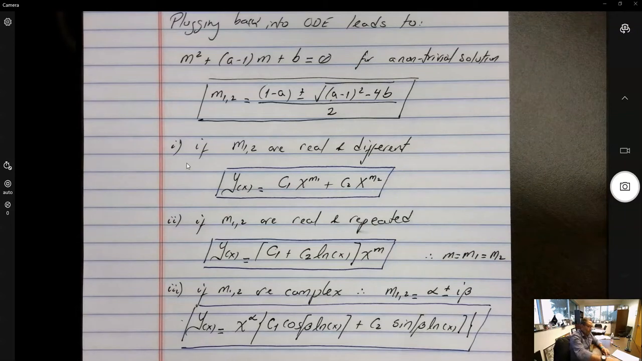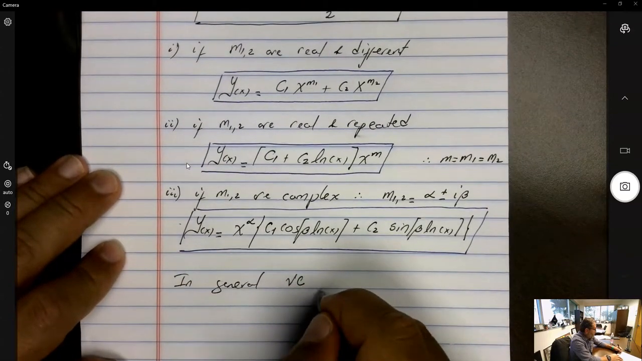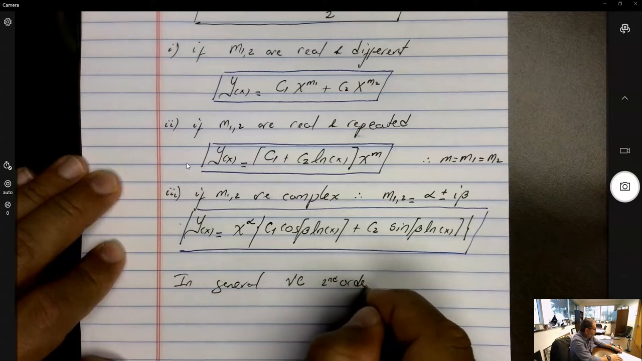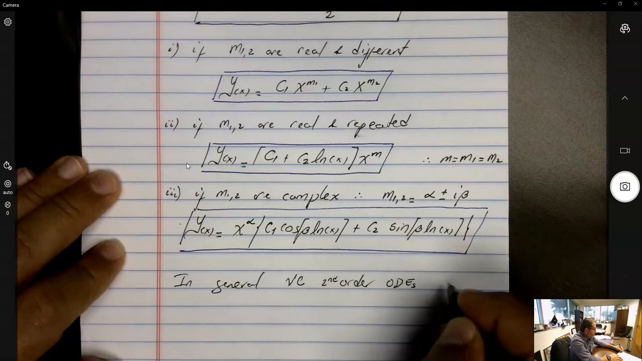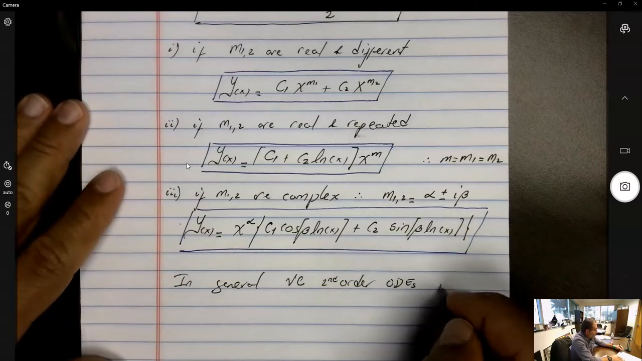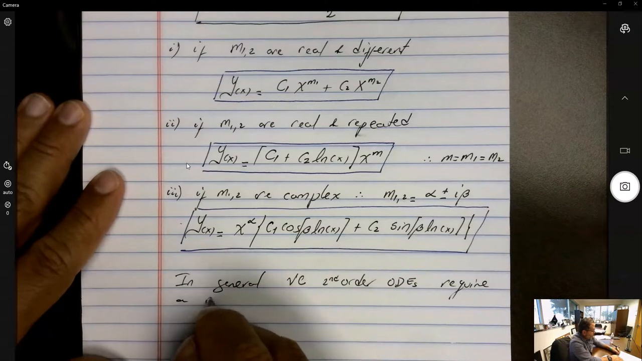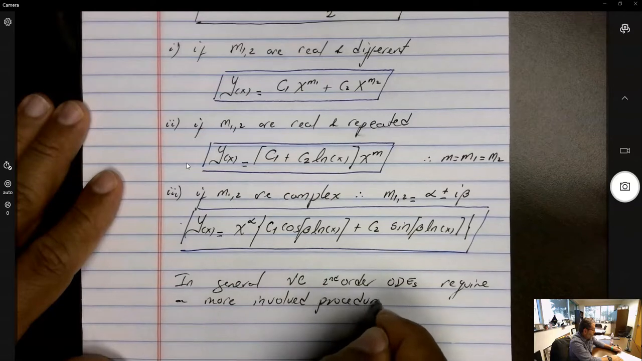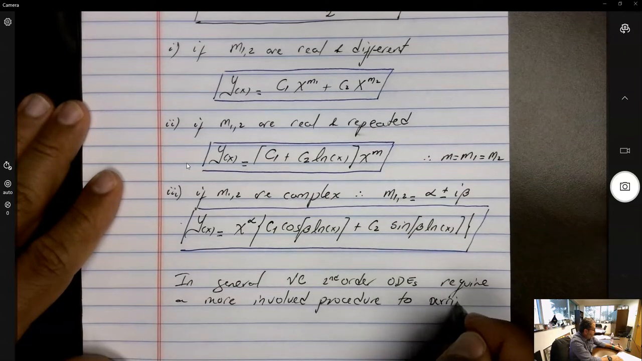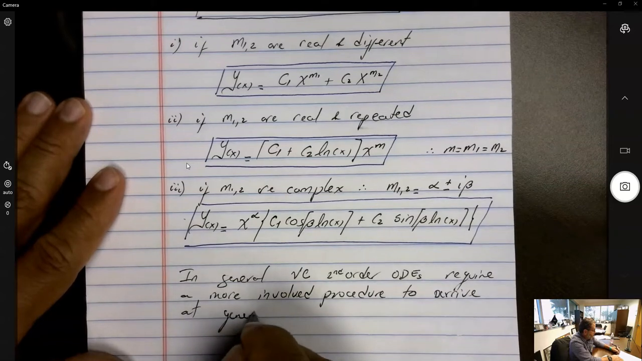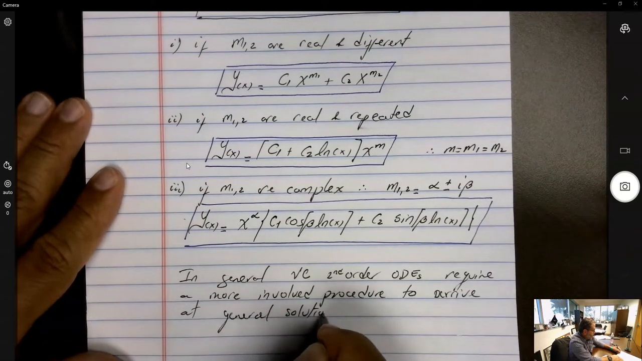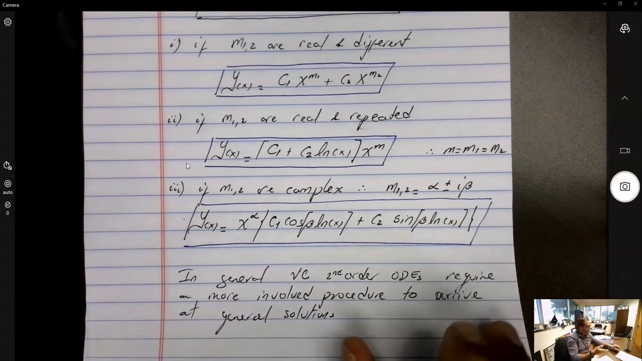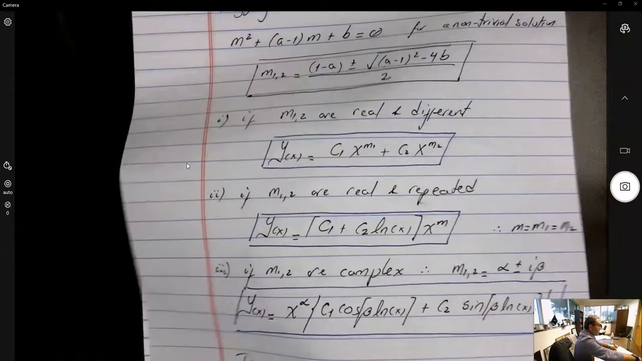Now, in general, variable coefficient second order ODEs require a more involved procedure to arrive at general solutions. And again, I've already said this, but this is reiterating, and that would depend on what the functions P and Q look like.